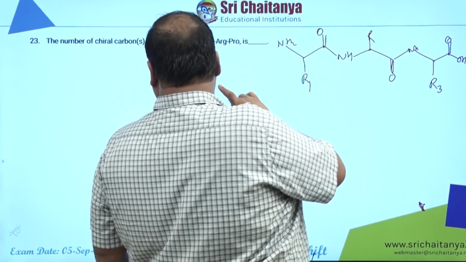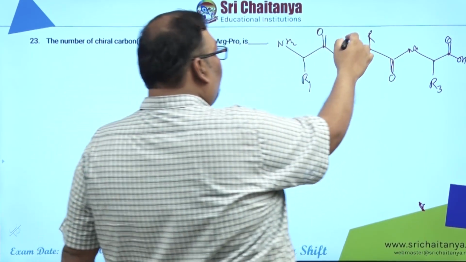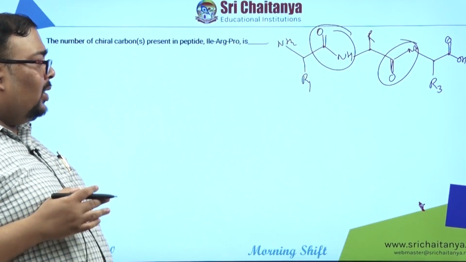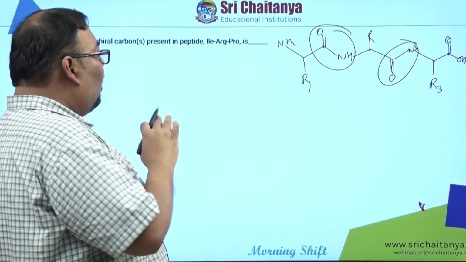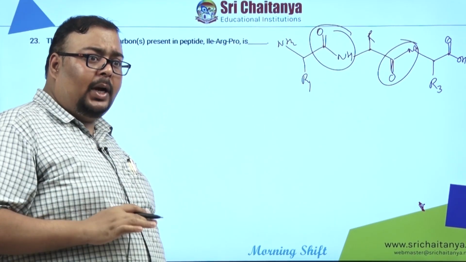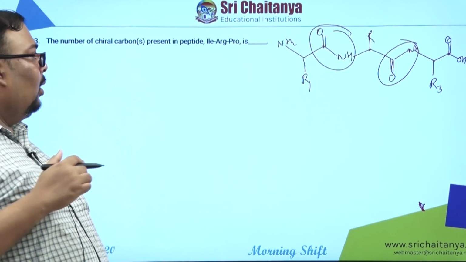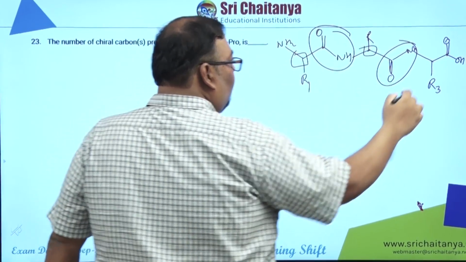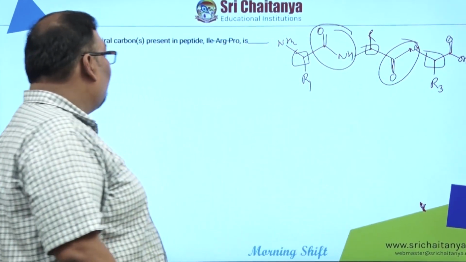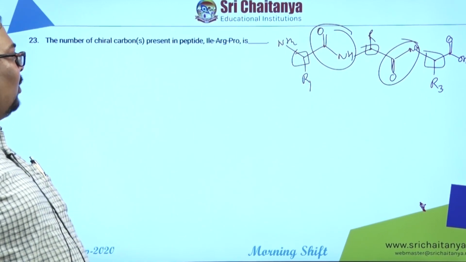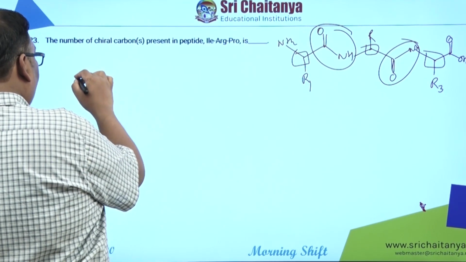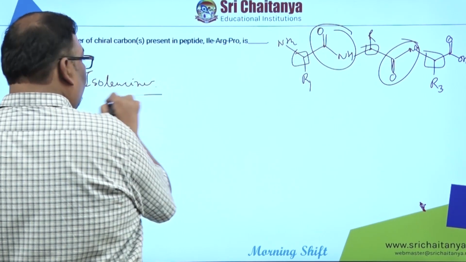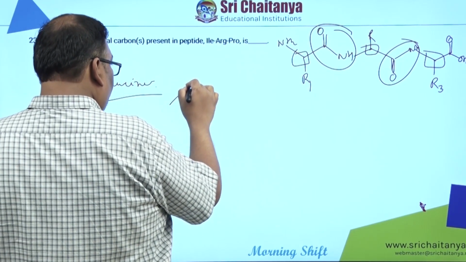So it is a tripeptide, so it will contain 2 peptide bonds. Now the chirality will not be due to the peptide bonds. It will be because of this part of the molecule. So we have to check these 3 centers in order to see the number of chiral centers. When you are talking about isoleucine, its structure will be something like this.